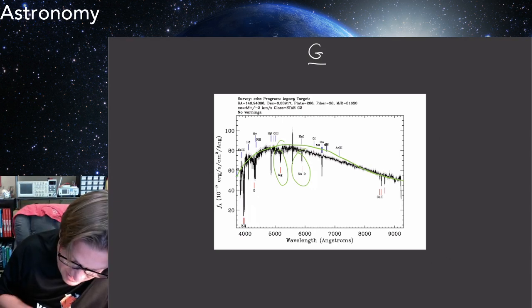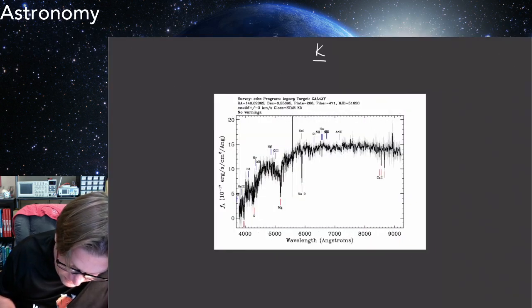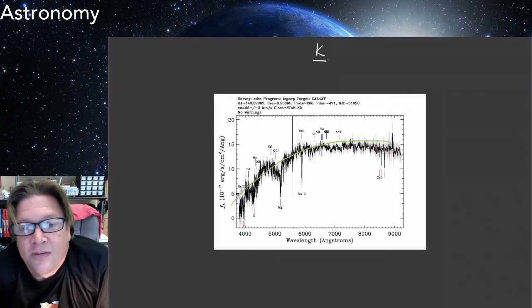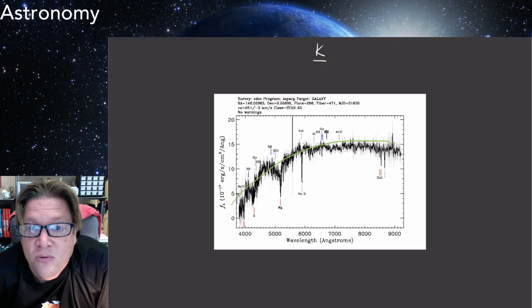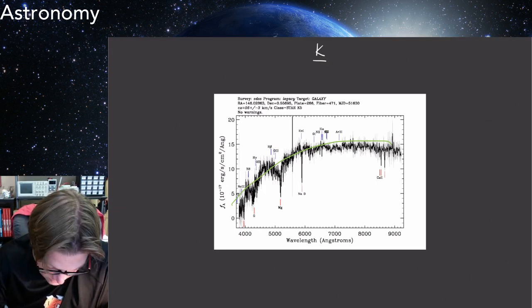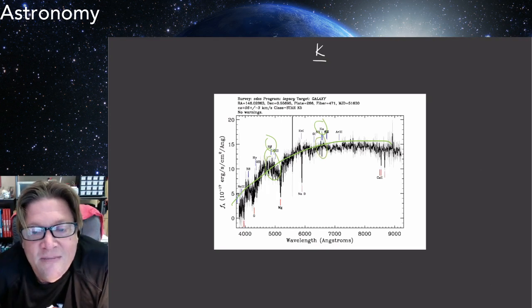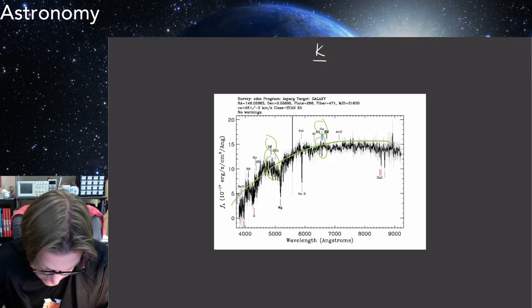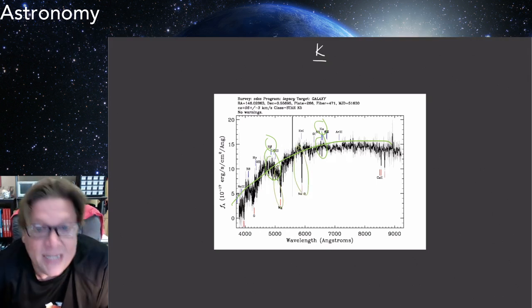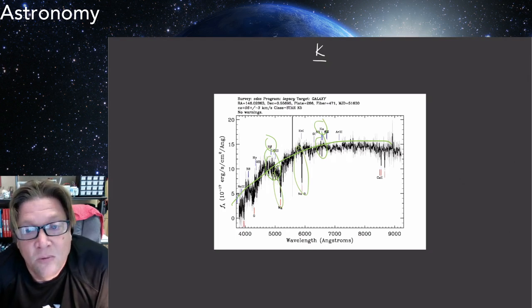Look at type K. Look at that. So now we have a peak that's going way over into the red and the infrared part of the spectrum. So this star is pretty cool. We don't see much in the way of hydrogen lines. Here's H alpha, H beta. They're kind of mixing in with the noise. But look at the sodium. We have deep sodium and magnesium lines. Those start showing up in cooler stars.